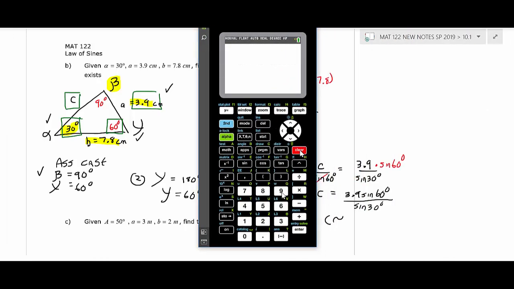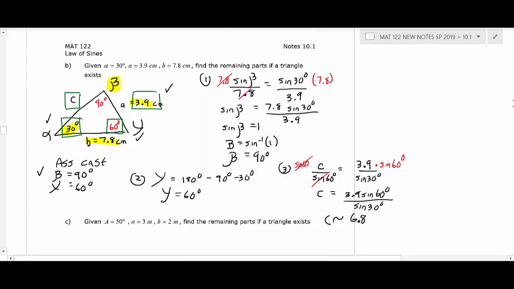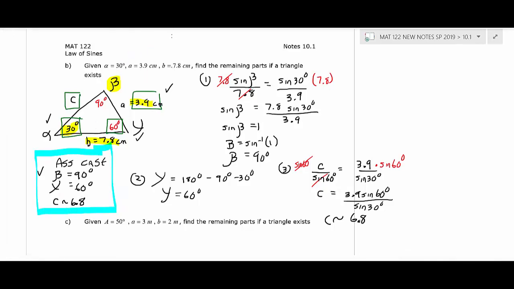So what we'll get on this is 3.9 sine 60, and then divide by sine 30. And we'll round that off, so that is going to be about 6.8. All right, and then that'll close off the answer of the problem. So we have C is approximately 6.8. So this one would actually have only one solution.